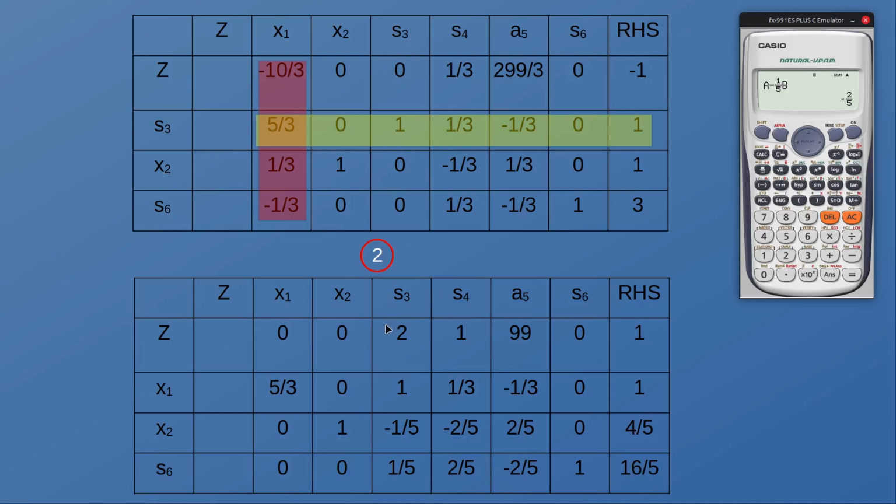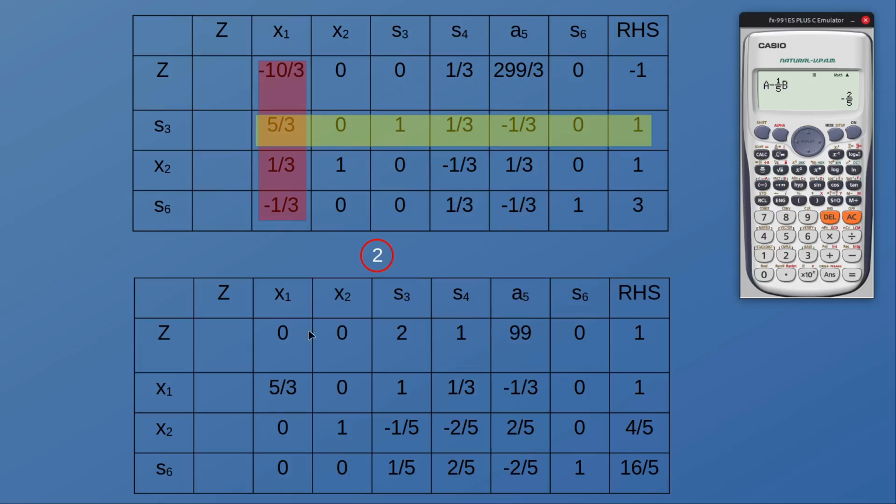Why? Now, because you do not have any negative numbers in the first row. Okay, so we are done with the solution. Now we need to find out what the solution is. Okay, so just pay attention here now. The basic variables are now x1, x2, and s6. And the non-basic variables now will be a5, s4, and s3. Okay, so these are now going to be 0.